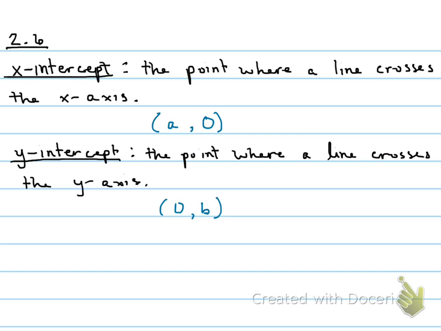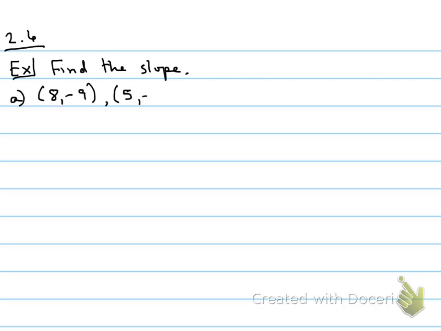All right. Let's do some examples. Let's do some examples with slope first. The instructions say to find the slope between the 2 points. We have 8, negative 9, and 5, negative 5. First of all, we'll label those x1, y1, and x2, y2. Then we're going to write our slope formula. m equals y2 minus y1 over x2 minus x1. And we're just going to plug those values in.